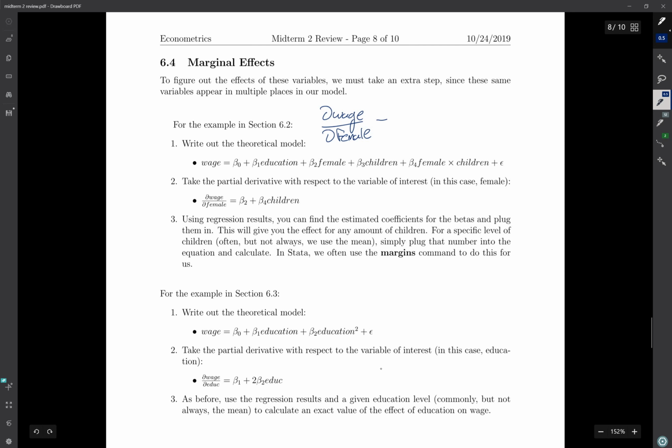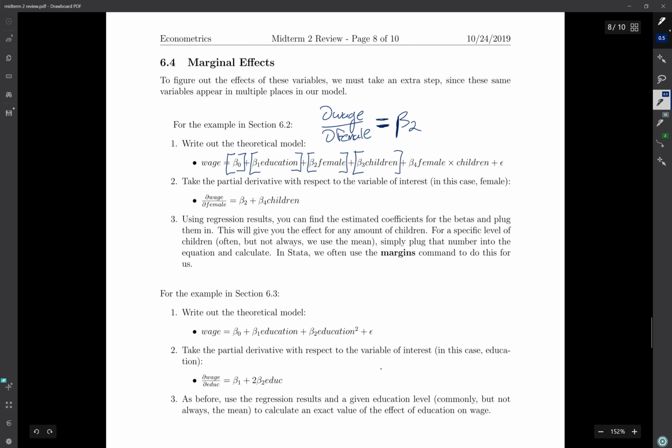Okay, so let's take the derivative of this whole thing with respect to female. Let's do this one step at a time. What's the derivative of beta 0 with respect to female? That's 0, there's no female term in that. What about beta 1 times education with respect to female? Again, it's nothing. What about beta 2 times female? Well, that's got a female in it, so we take the derivative of that, and that's just going to be our beta 2.